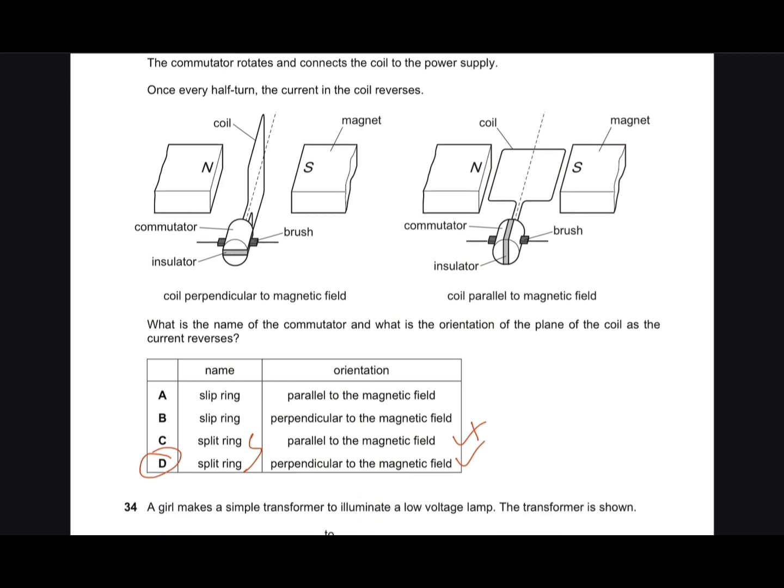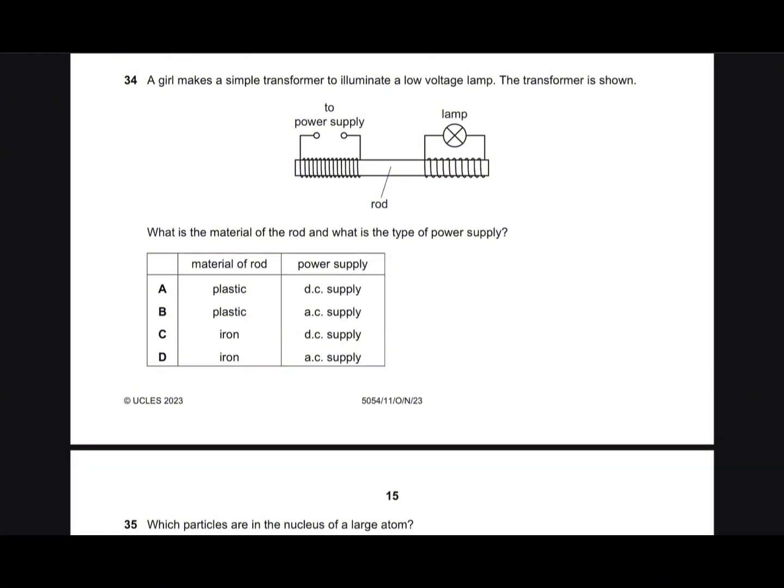34. A girl makes a simple transformer to illuminate a low voltage lamp. The transformer is shown. What is the material of the rod and what is the type of power supply? The material of the rod is definitely not plastic. It can be iron, and it has to be an AC power supply. For a transformer to work, we need the primary supply voltage to be an AC supply.